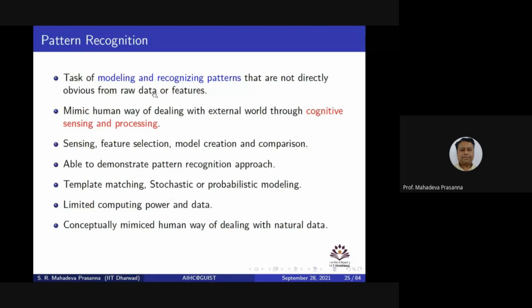So, coming to pattern recognition, when we wanted to mimic on a computing machine this pattern way of discovery, we, in our own knowledge as scientists and engineers, developed a model, a block diagram approach for what a pattern recognition system should look like on a computing machine. It will have a sensor, a feature extraction block, a model creation block, and a comparison block.